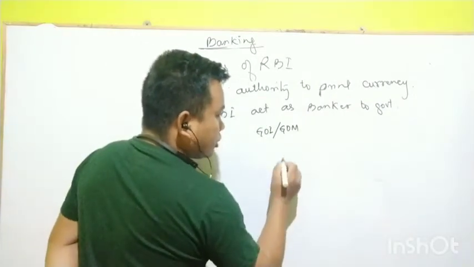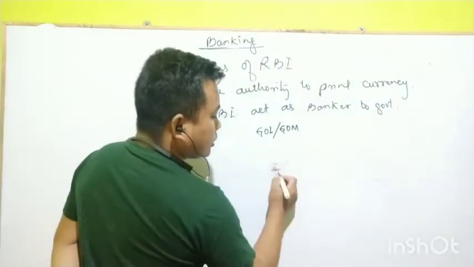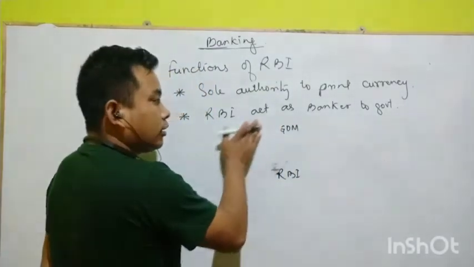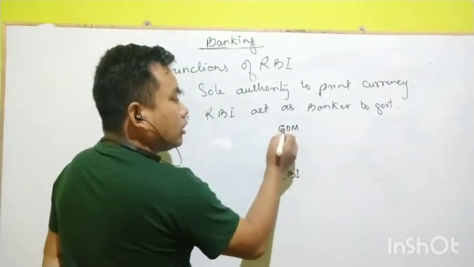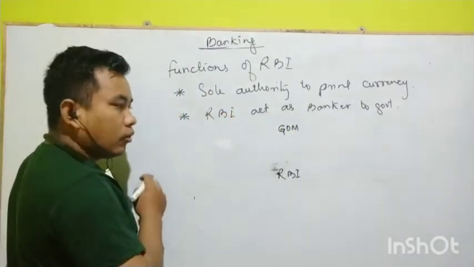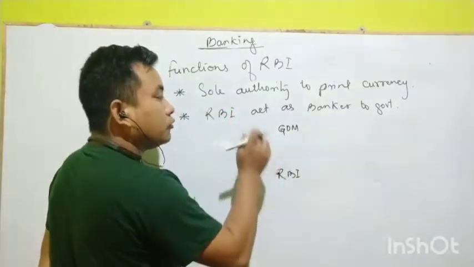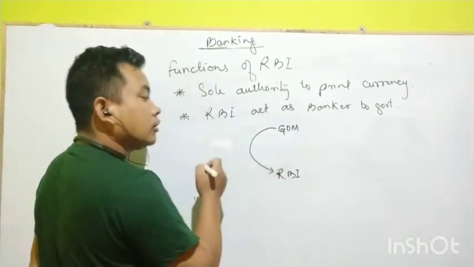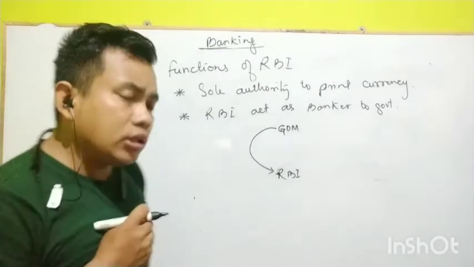Let's say this is the government of Manipur and this is the RBI. All the financial transactions of the Manipur state government should be through RBI. What does that mean again?